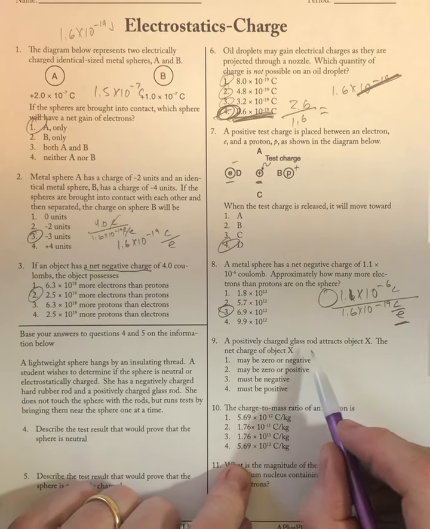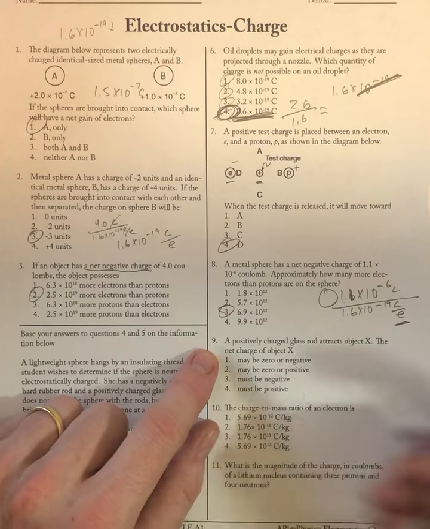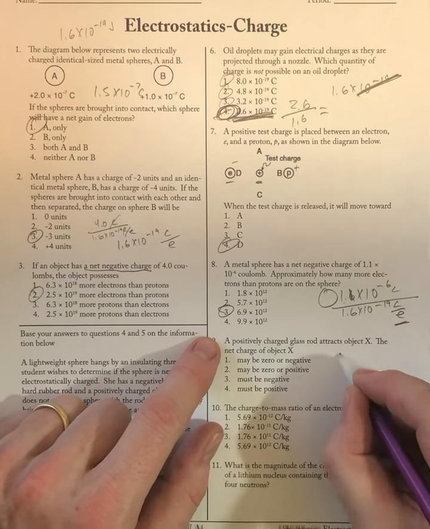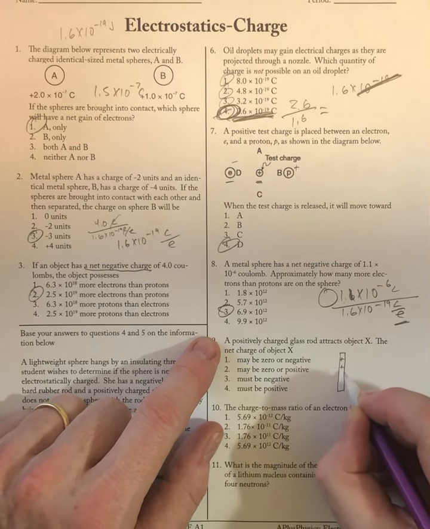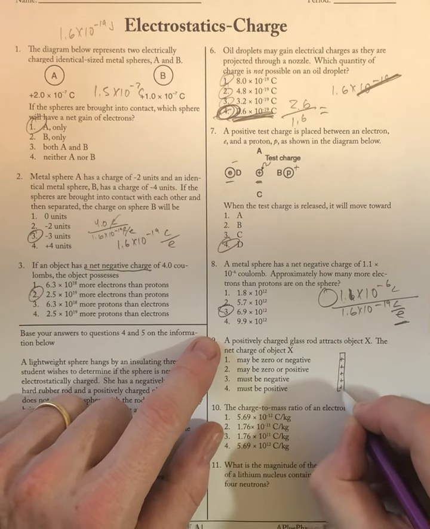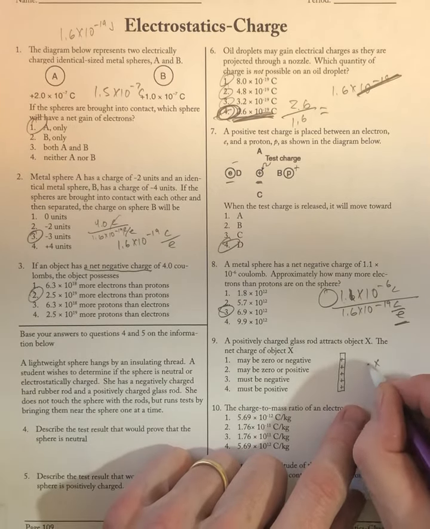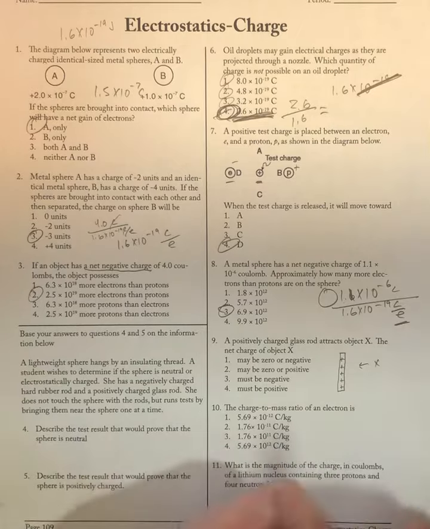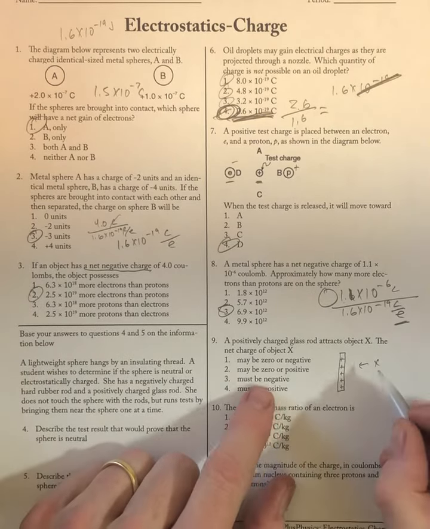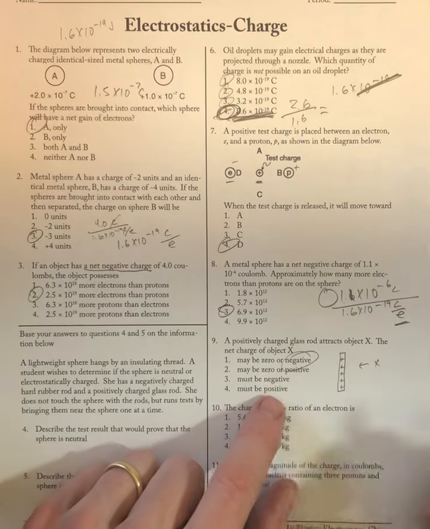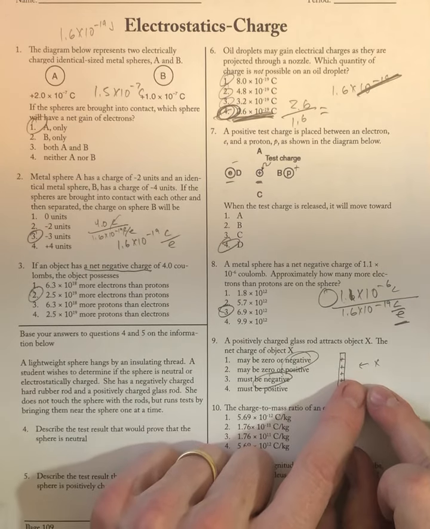A positively charged glass rod attracts object X. What is the net charge on object X? So I have a glass rod here, and it's positively charged. Now here's the weird thing about this. I have X over here, and it's attracted. So X has to be one of two things. It has to be negative, that's a given. But here's a weird thing. It also could be 0. It may be 0 or negative.